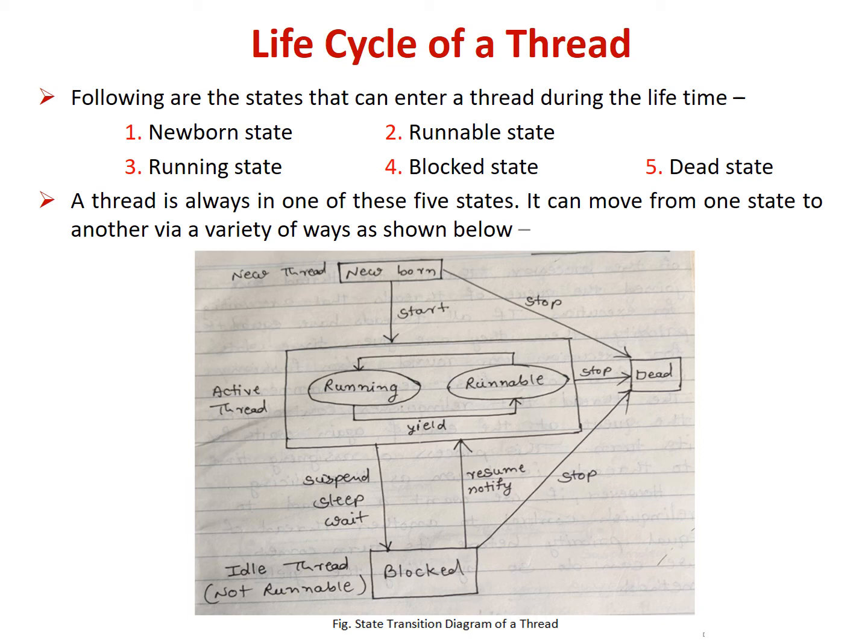Initially, when the thread is created, we call it the newborn thread, or the new thread. A new thread may become the active thread, or it may go to the dead state. Similarly, the active thread may become an idle thread or not runnable thread, or it may go to the dead state. And a blocked thread may become an active thread again, or it may go to the dead state.